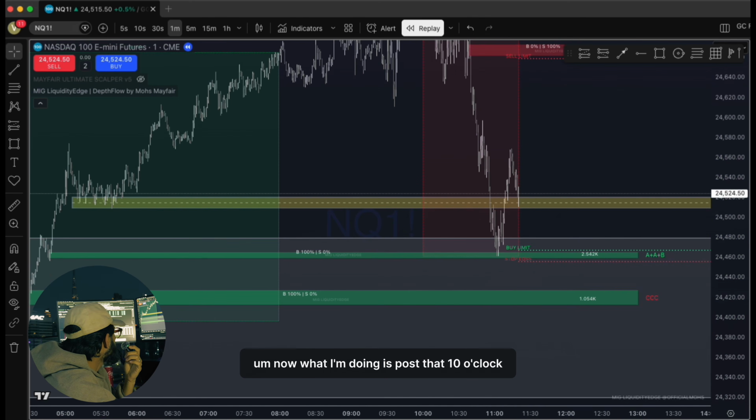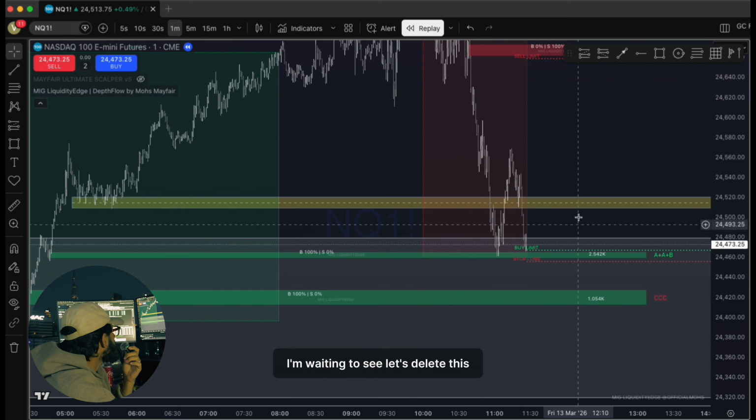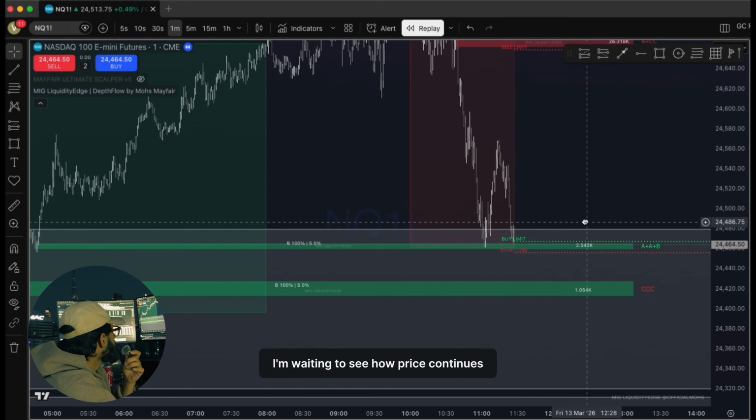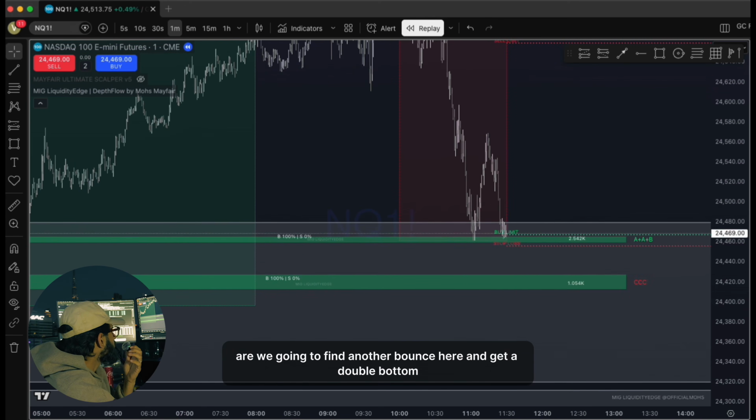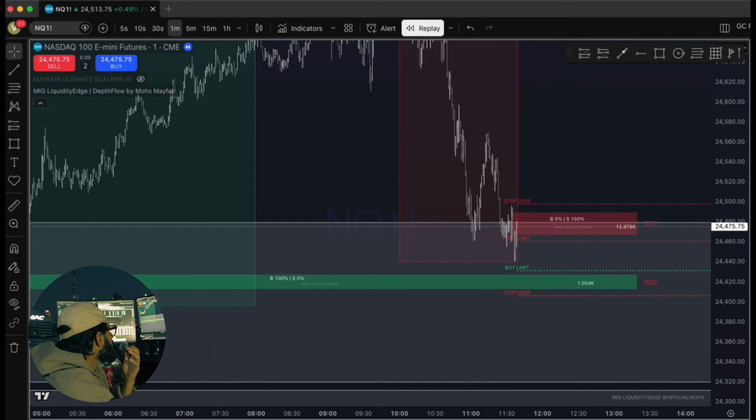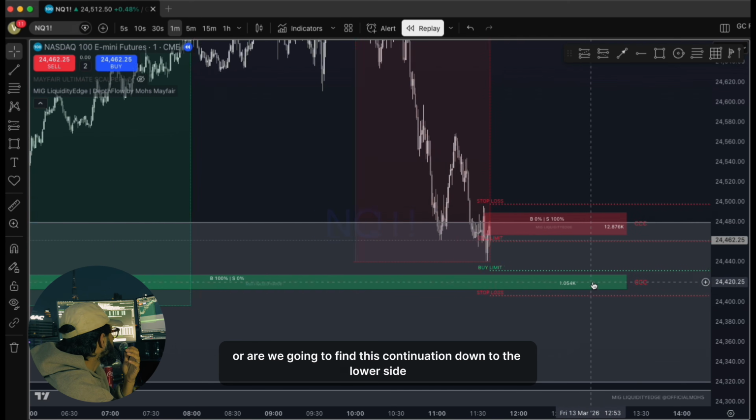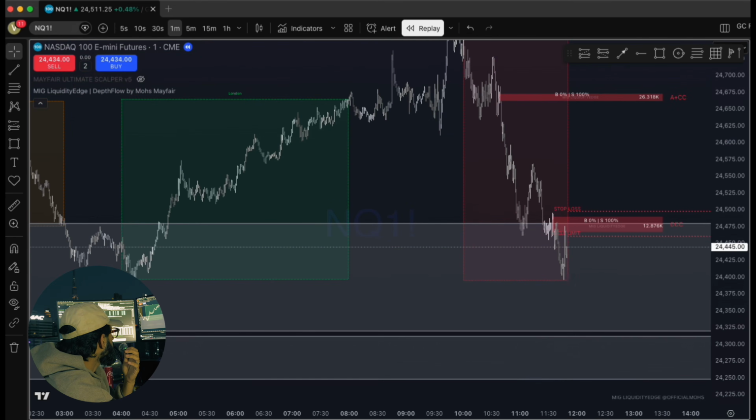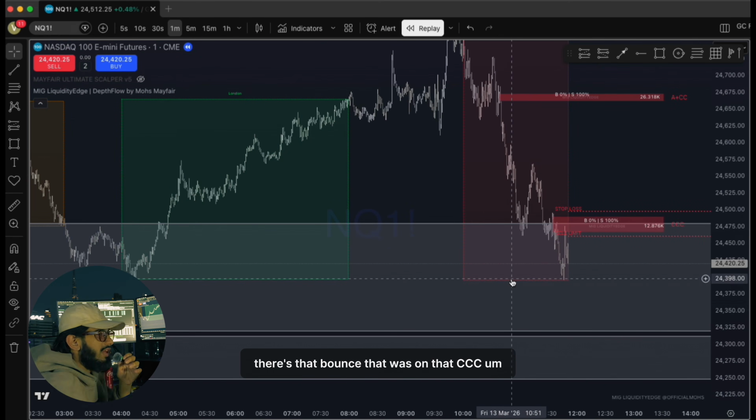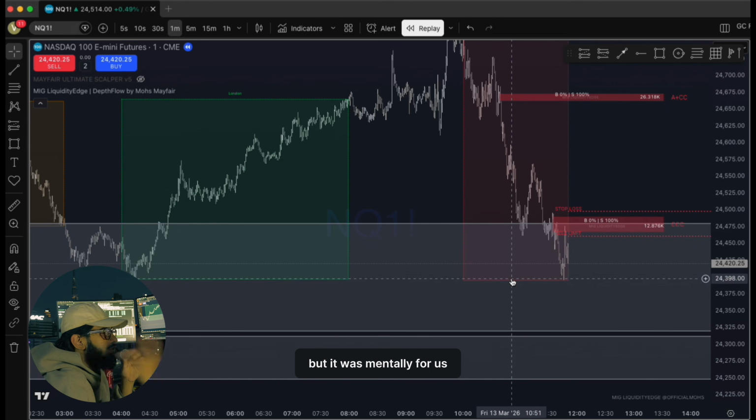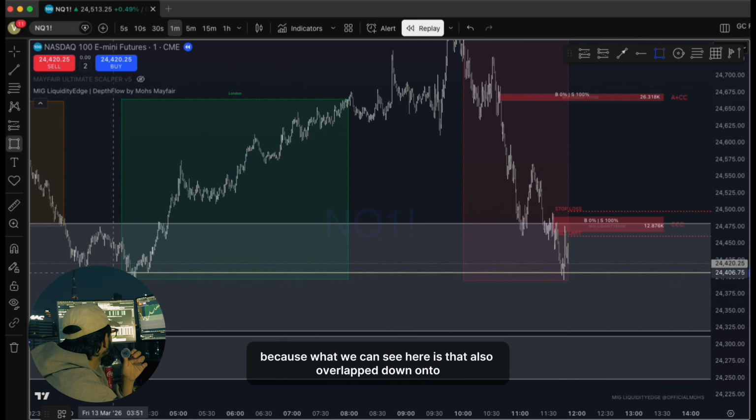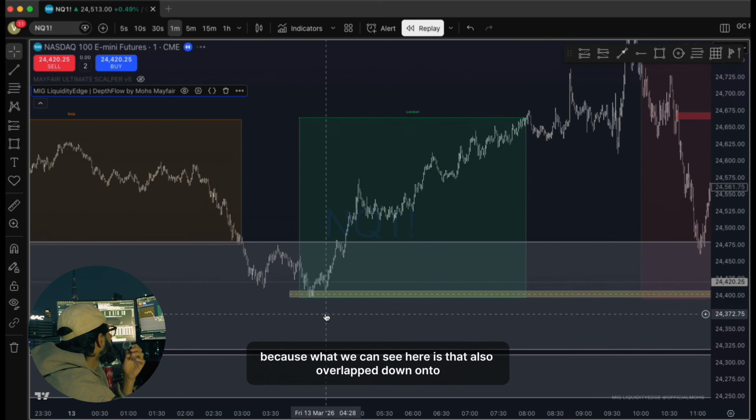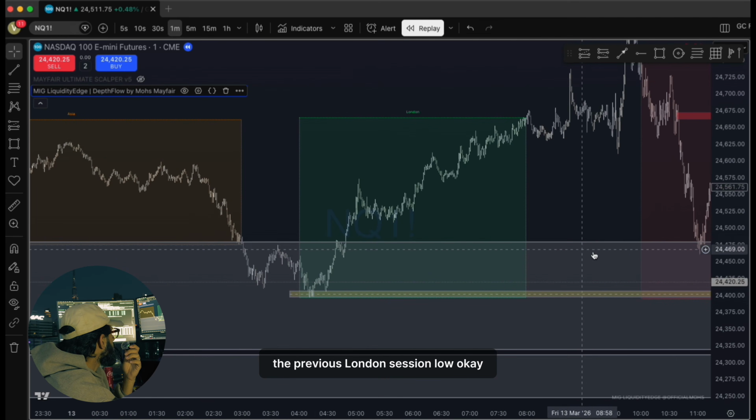Now what I'm doing is post that 10 o'clock, I'm waiting to see, let's delete this, I'm waiting to see how price continues. Are we going to find another bounce here and get a double bottom? Or are we going to find this continuation down to the lower side? Yes, we do. There's that bounce that was on that CCC. It wasn't a strong level in regards to grading system, but it was mentally for us because what we could see here is that it also overlapped down onto the previous London session low.